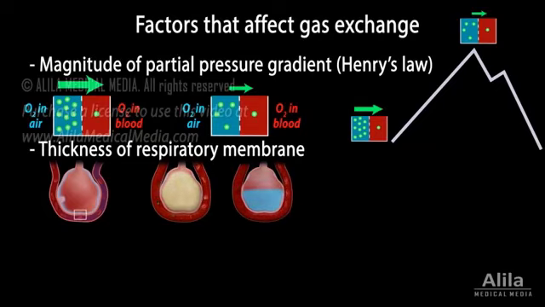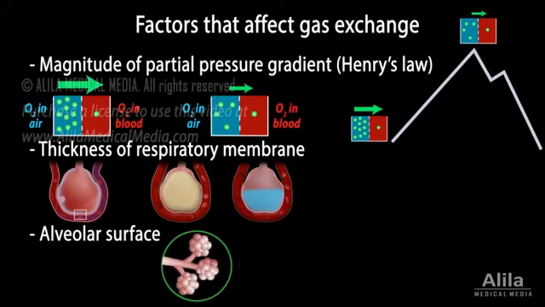The amount of gas exchange is directly proportional to the contact surface between the blood and the alveolar air. Diseases that affect alveolar surface, such as emphysema, reduce gas exchange efficiency and produce low blood oxygen levels.